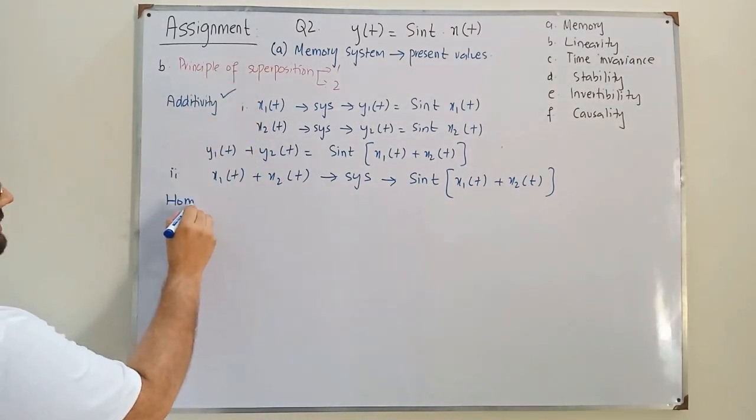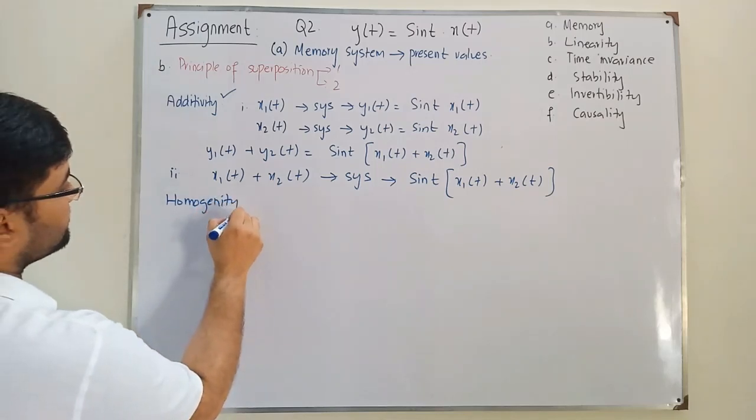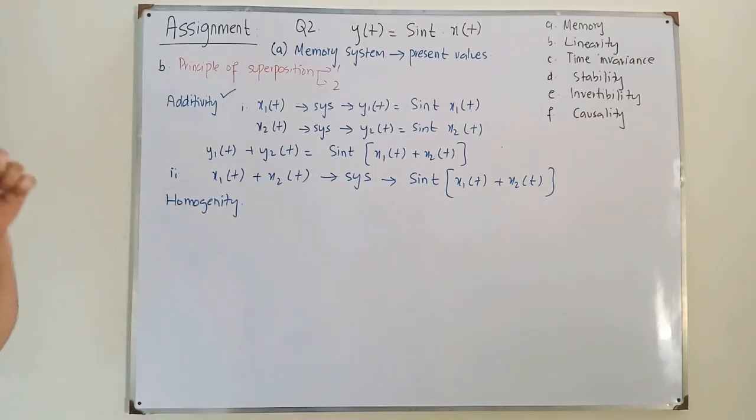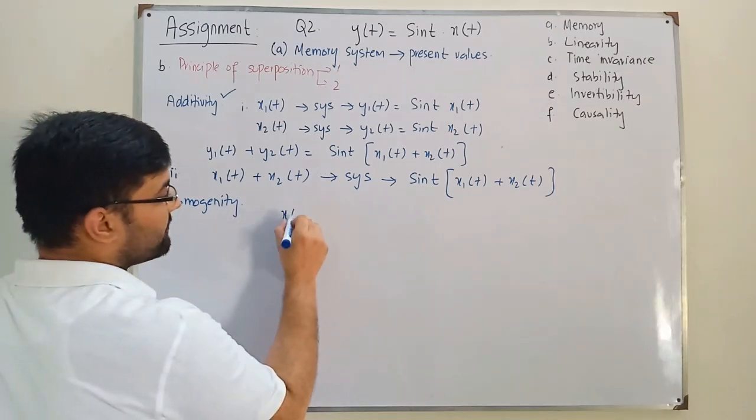The next property is homogeneity. What do you do in homogeneity? You give the input to the system. You have an input x of t.